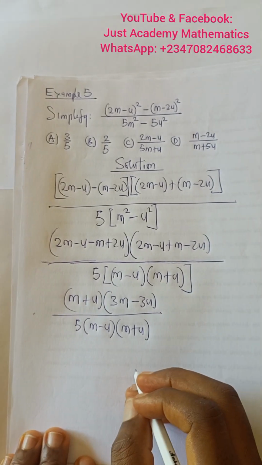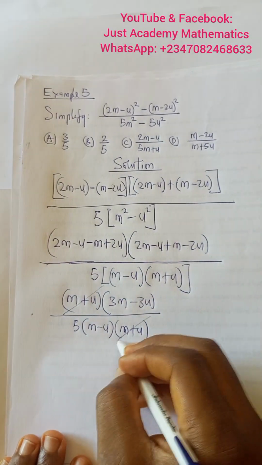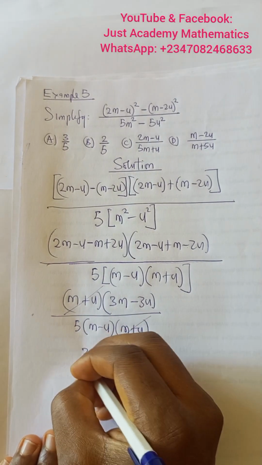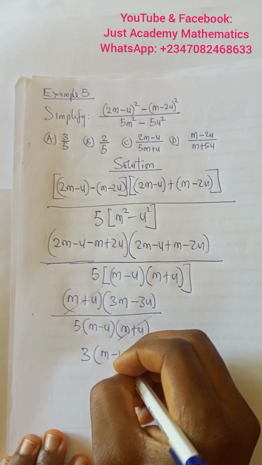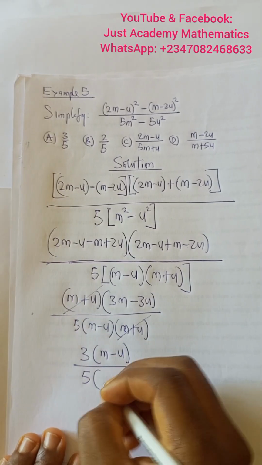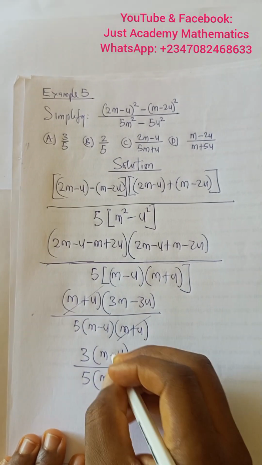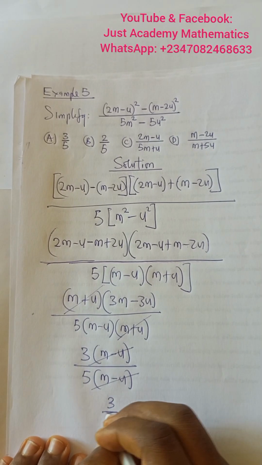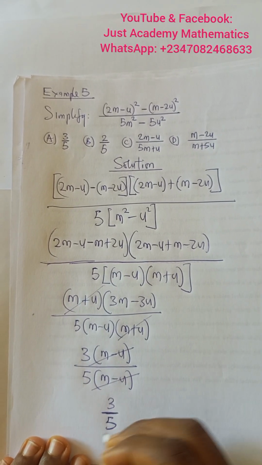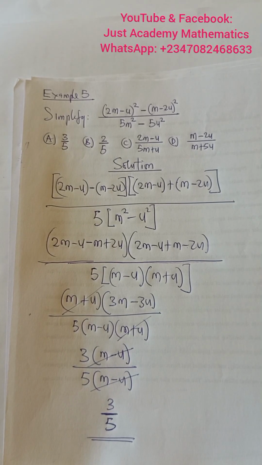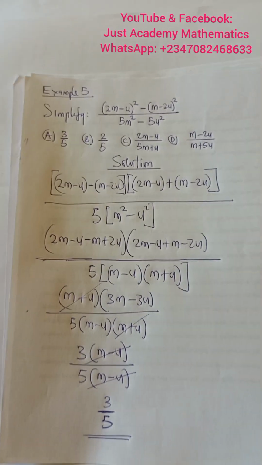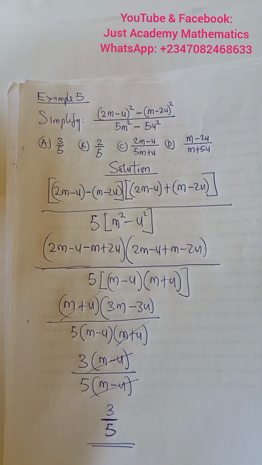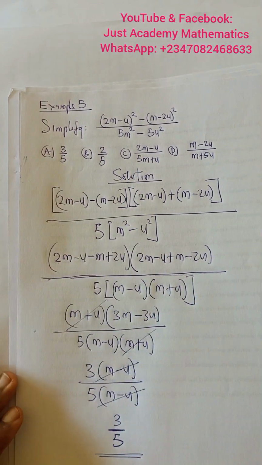Of course, without wasting time, we know that this one will go with this one. But inside this one here, 3 is common. So if 3 is outside, what will remain? m minus u over 5 brackets m minus u. So yet again, this will go with this. So the final answer is what? 3 over 5. That is the answer. Factorize. Are you following? Okay.